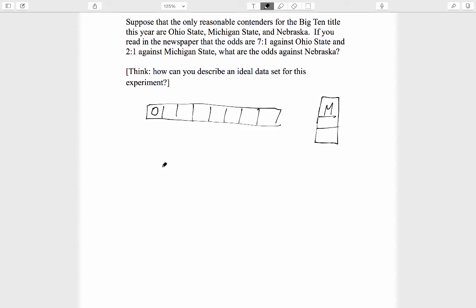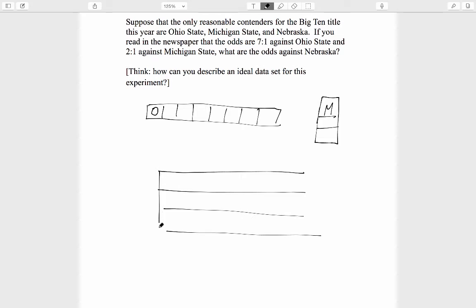We can accomplish this with a table that has 3 rows corresponding to the Michigan State diagram and 8 columns corresponding to the Ohio State diagram. So 1, 2, 3, 4, 5, 6, 7, 8. By analogy to this diagram, I'm going to write an O as the first entry in each row. This guarantees that in the diagram as a whole, one out of every 8 boxes contains an O.